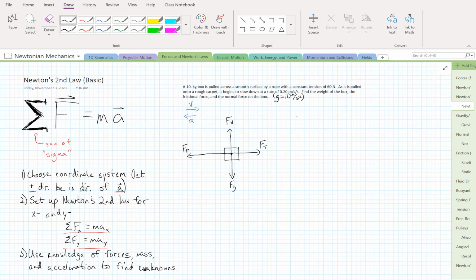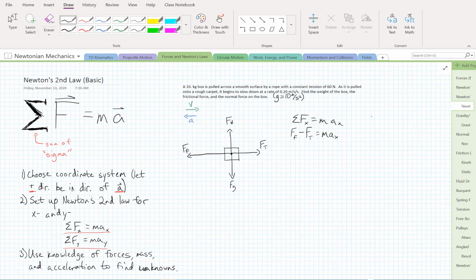Let's just set up Newton's second law in the x and y. Sigma Fx equals max. Positive direction is left, so in the x direction I just have the force of friction. And in the negative x direction I have force of tension. So I do minus force of tension because it's negative, equals mass times acceleration in the x. That's my Newton's second law equation.